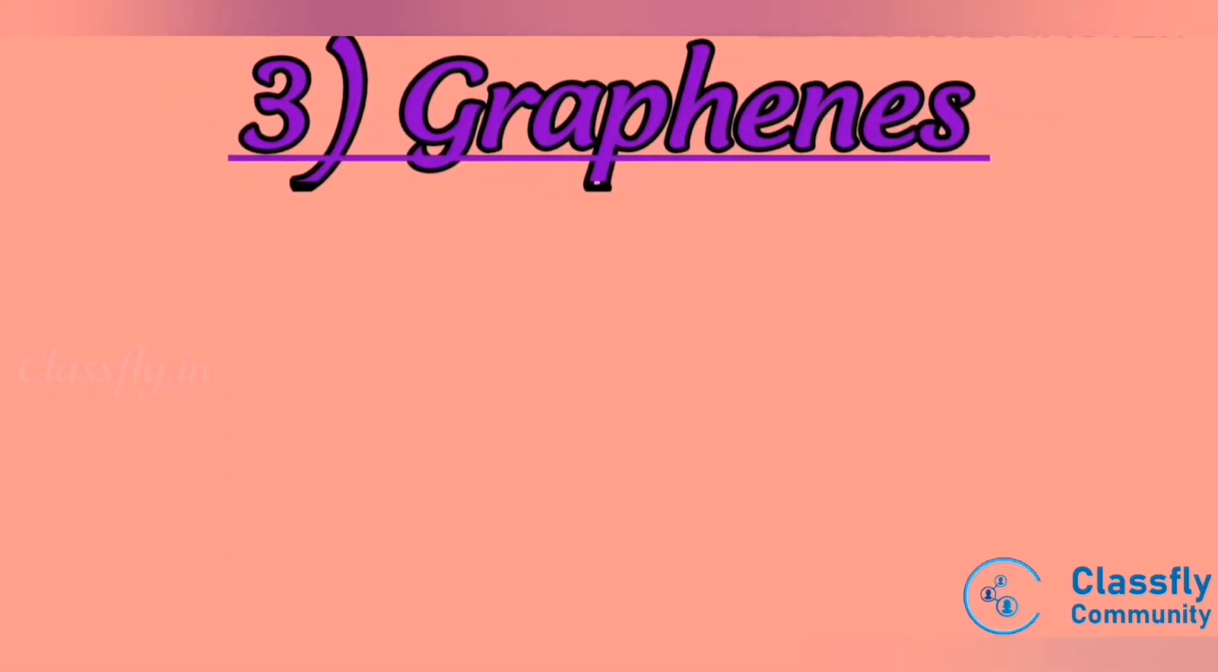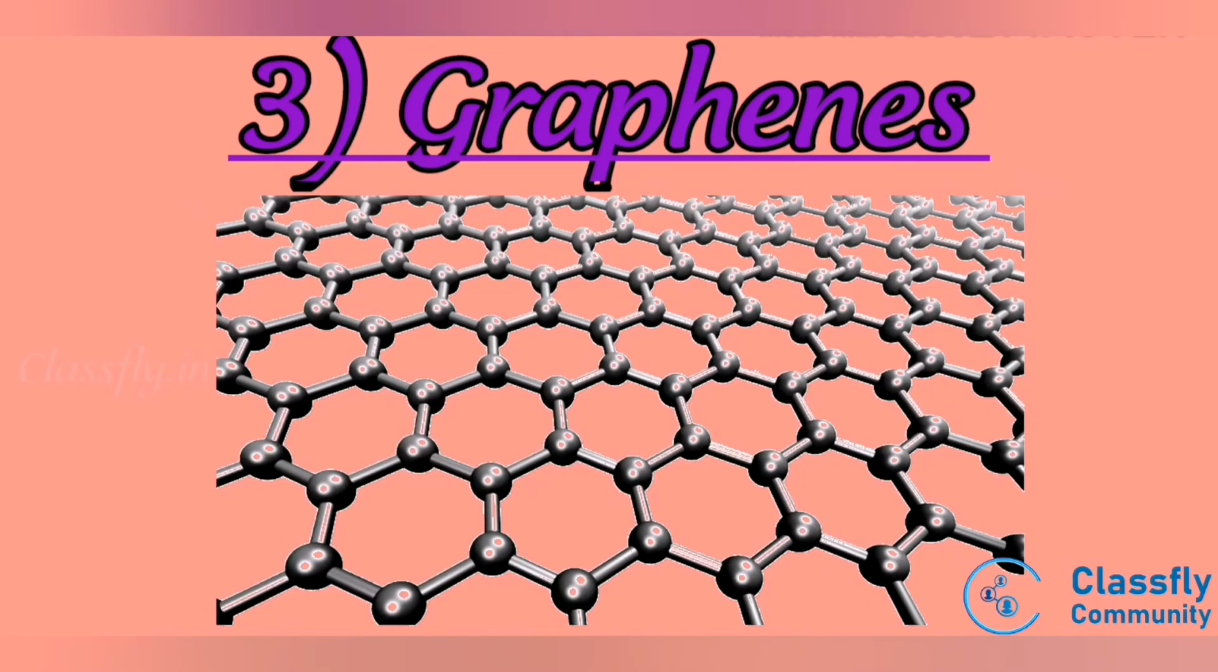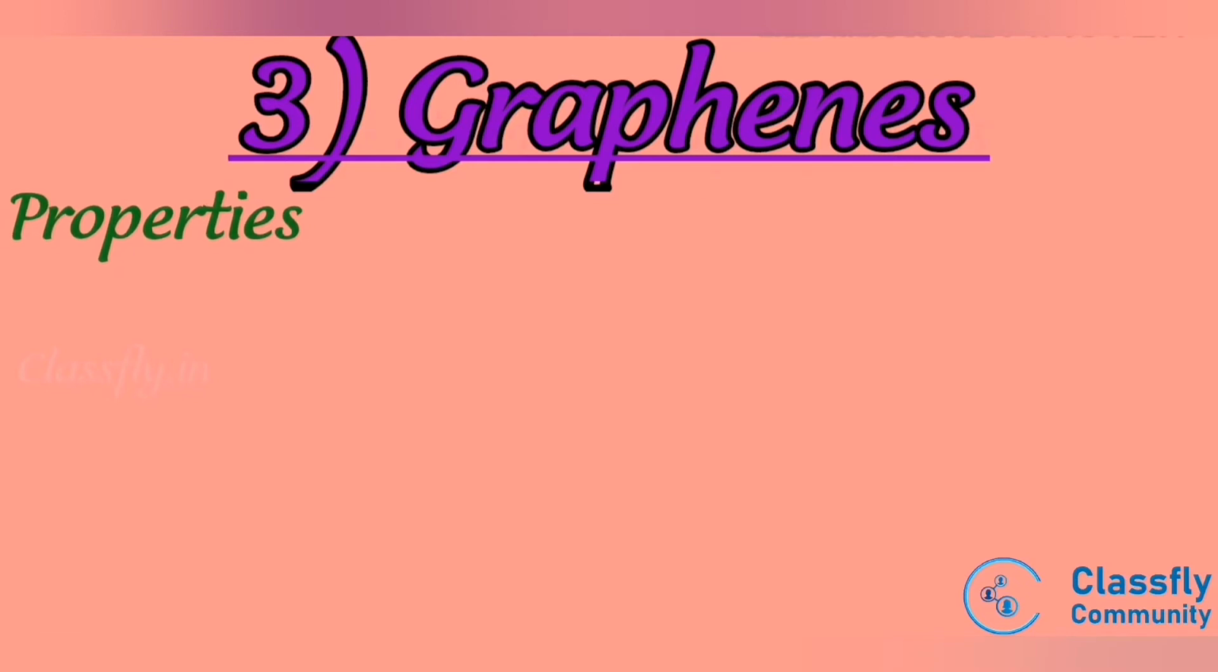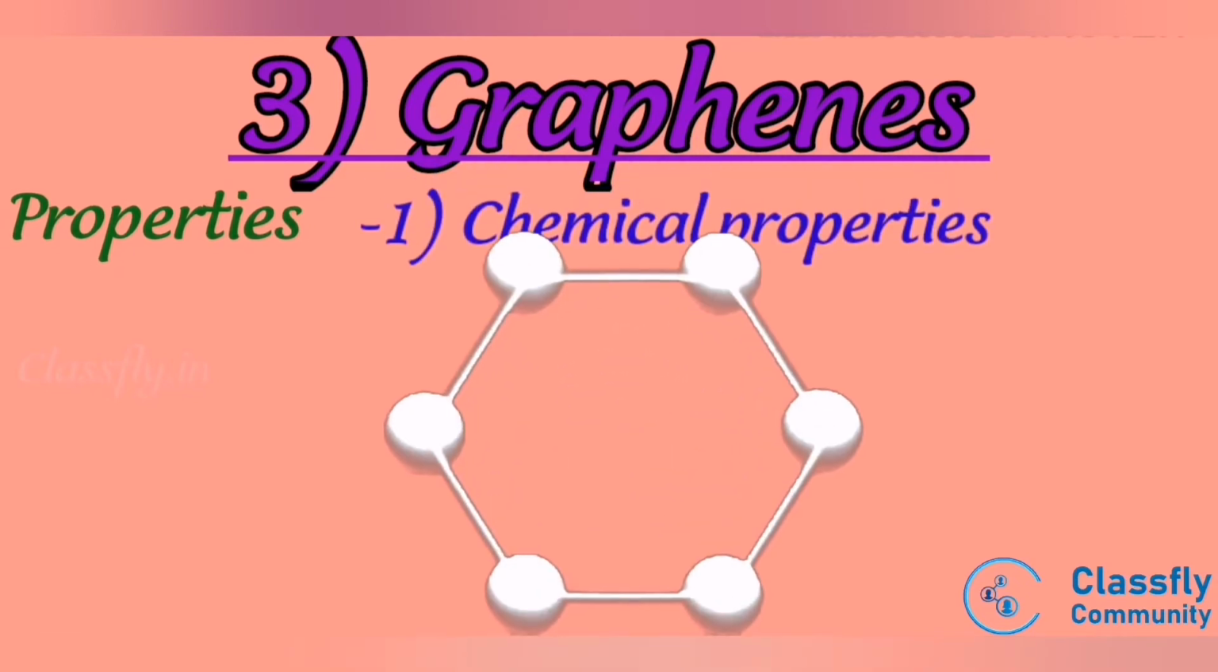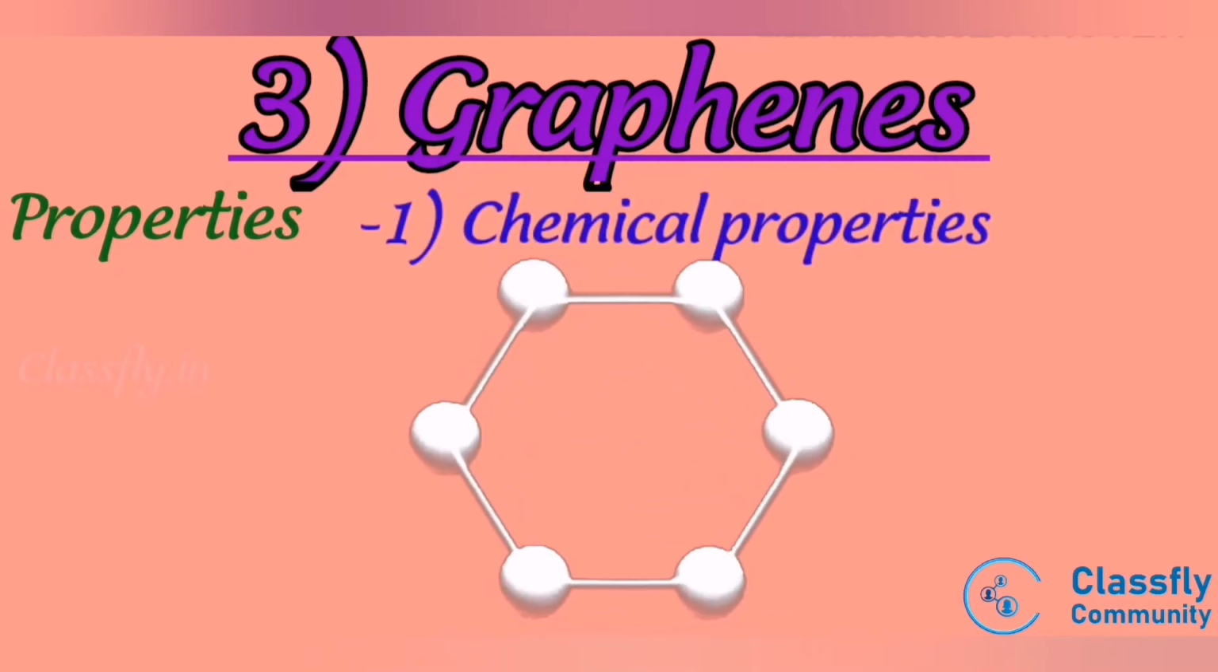Next move on to graphenes. Graphene can be described as a one atom thick layer of graphite. It is a basic structural element of other allotropes including graphite, charcoal, carbon nanotubes and fullerenes. Graphene is the strongest, thinnest material known to exist. Properties. First one, chemical properties. Graphene is chemically the most reactive form of carbon.